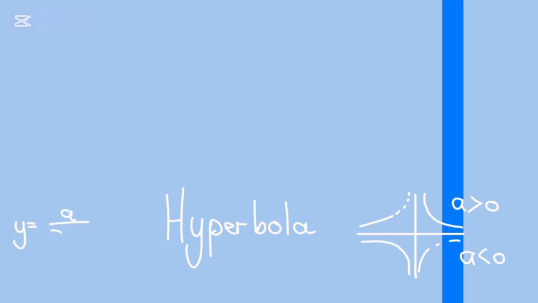Now when it's in standard form, this refers to my vertical asymptote, and this refers to my horizontal asymptote. So that's very important to know. Okay, so let's start off with this.